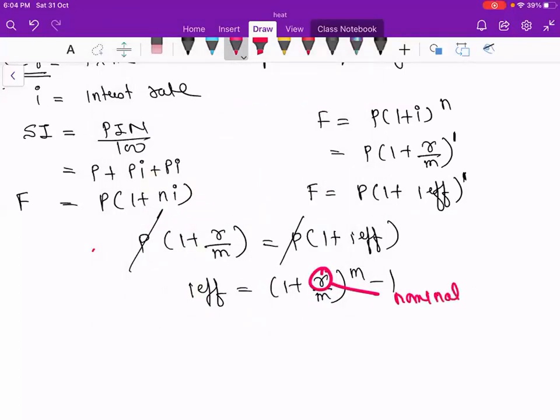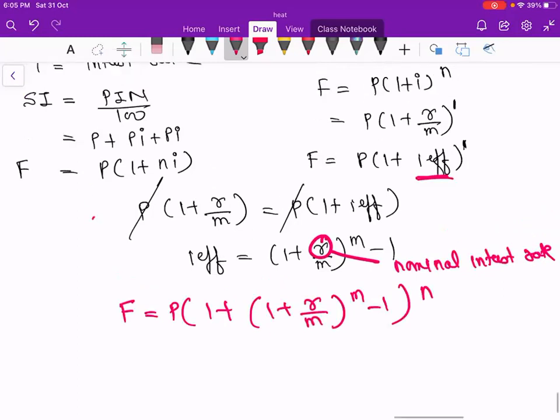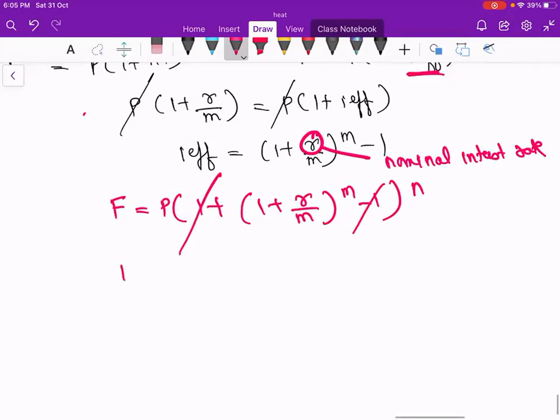Nominal interest rate. So if I use this I effective value here, what will it be? F equals P(1 plus I effective) to the power N, where I effective is (1 plus R by M) to the power M minus 1. Because in the generalized formula we have N. So this 1 will cancel out. We will get F equals P(1 plus R by M) to the power M into N. Again, R is the nominal interest rate. So this is the thing.